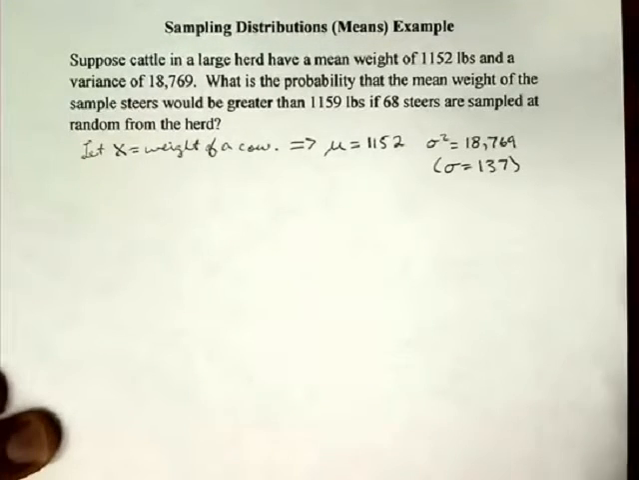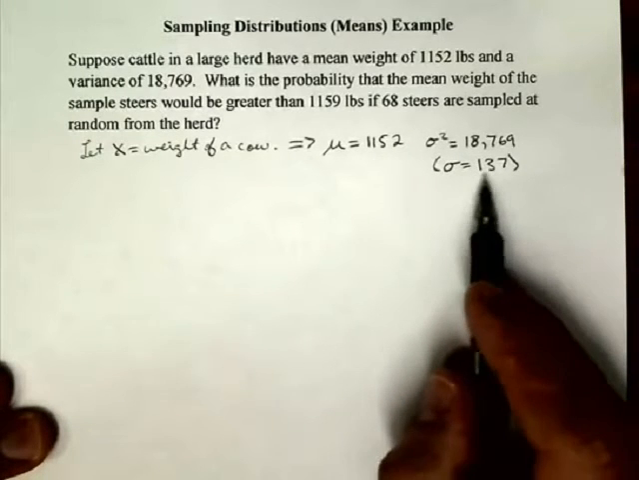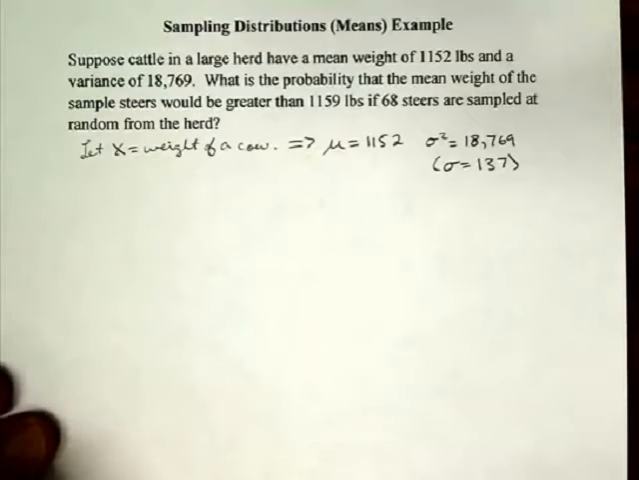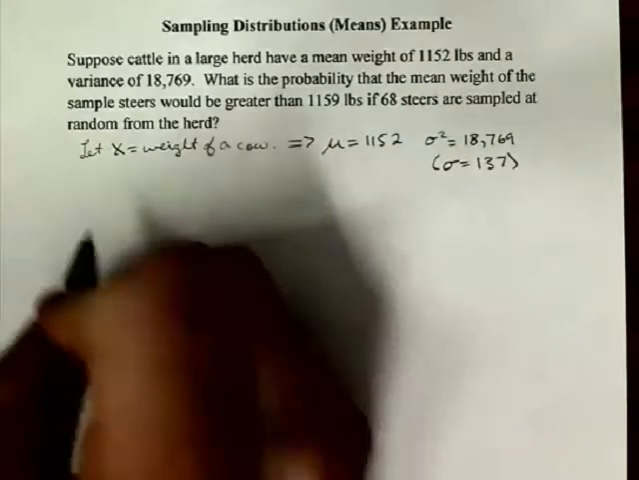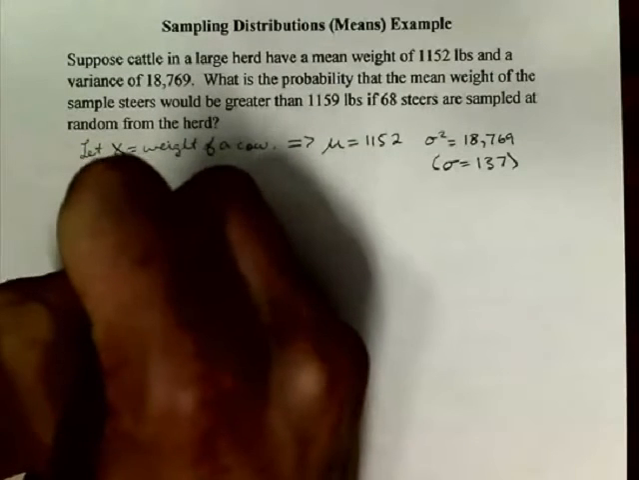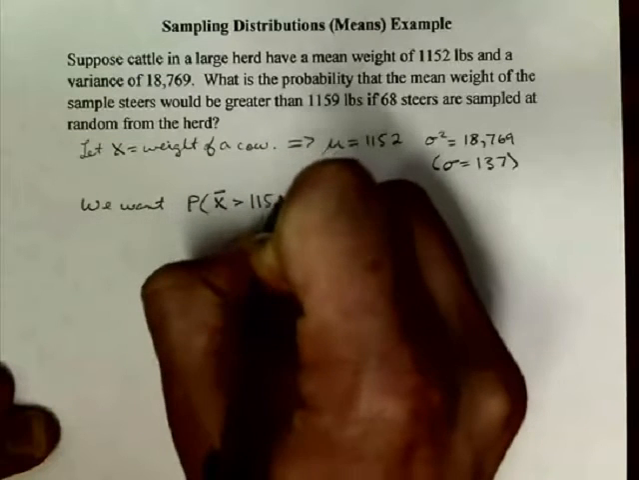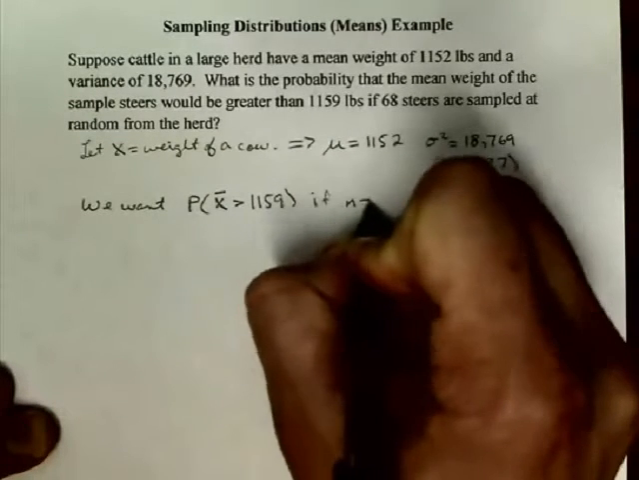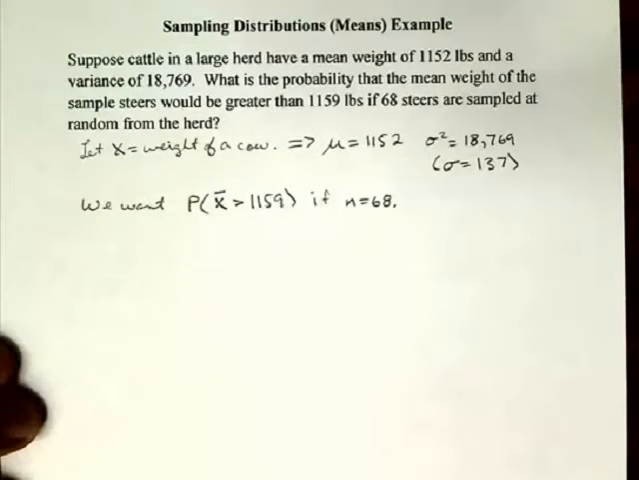Okay, so we had this population of cows. The average weight of all the cows is this value. This reflects the variability in the weights of all those cows. Now the question is, if we go out and get 68 of these steers, what is the chance that the average weight of those 68 steers is greater than 1,159? So what we want is the probability that X bar is greater than 1,159 pounds if n equals 68. What's the chance of that happening?